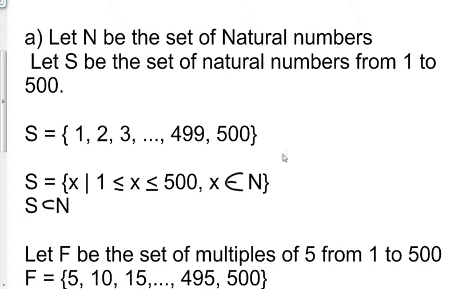This is pretty tricky notation. So I defined a variable, s is equal to x. This straight up and down line means such that. So s is equal to x such that x is between 1 and 500 and x is part of the natural numbers. So s is part of the natural numbers, so it's a subset of n, because the natural numbers go way past 500. They go all the way to infinity. So s is a subset, or a part, of n.